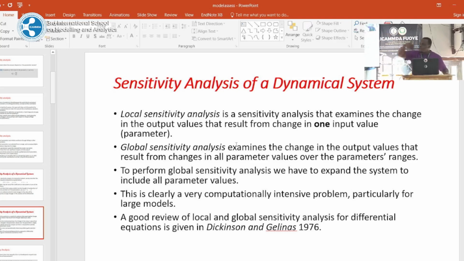So you see that when Mogojudi was talking, he was looking at a large space of parameters. When he was using PLCC, you remember Latin cube, all those ones. So he was talking about sensitivity in the large, not just in the local bound. So it's different from the other one. To perform global sensitivity analysis, we have to expand the system to include all parameter values. So this is clearly a very computationally intensive problem, particularly for large models. A good review is Dickinson and Gellinans in 1976.